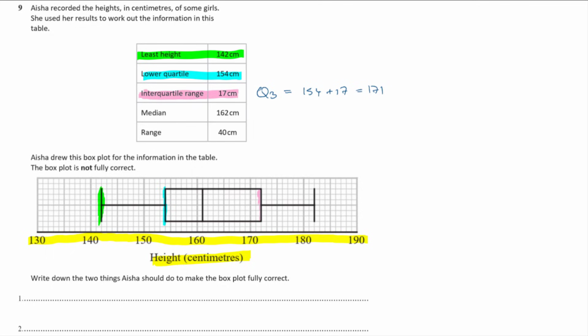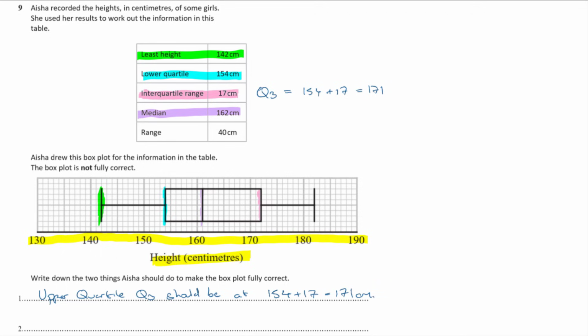Okay, so the first error is that she has got the upper quartile in the wrong place. So my first thing is upper quartile Q3 should be at 154 plus 17 equals 171 centimeters. Okay, right, so then that's that. Now, next thing, median at 162. You have gone cropper again there, haven't you, Aisha? So she's drawn it at 161. So that's the second thing.